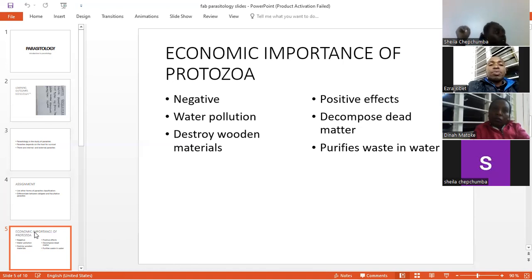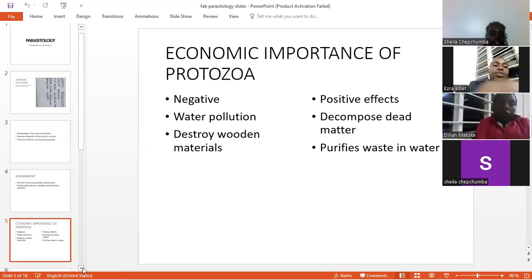And when we move now to the positive effects, we realize that these protozoa are useful in decomposing dead matter. In this case, they help us to clean the environment of the waste that was existing. Are we in agreement? Yes.